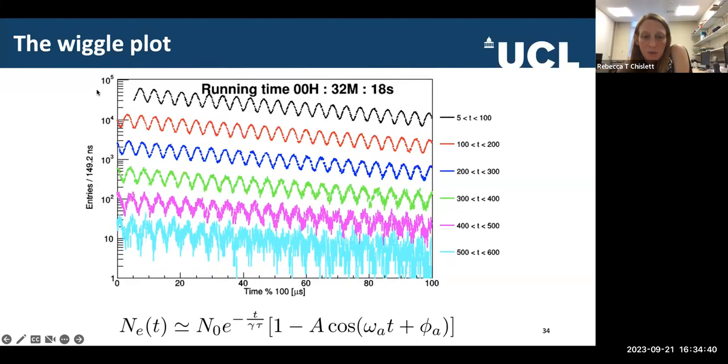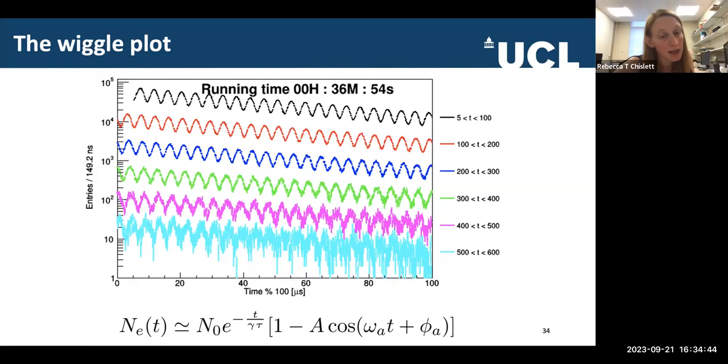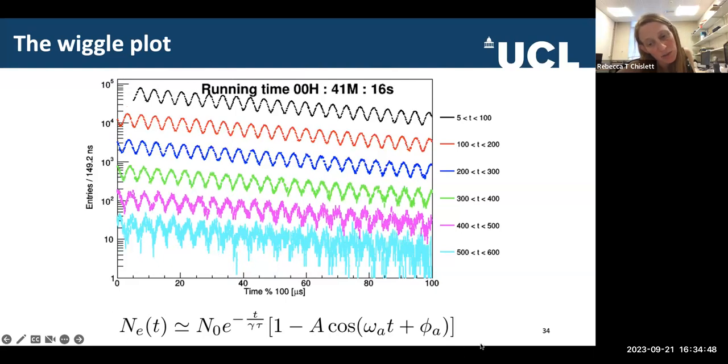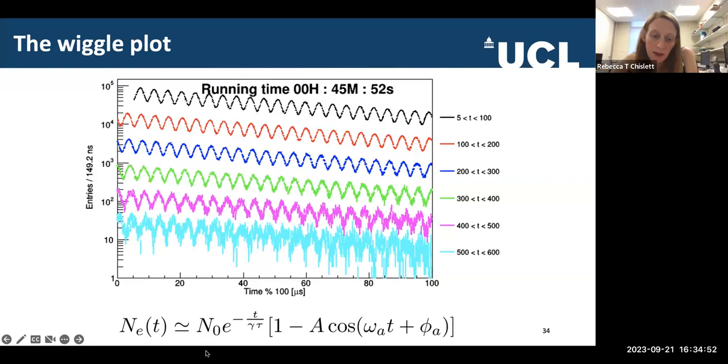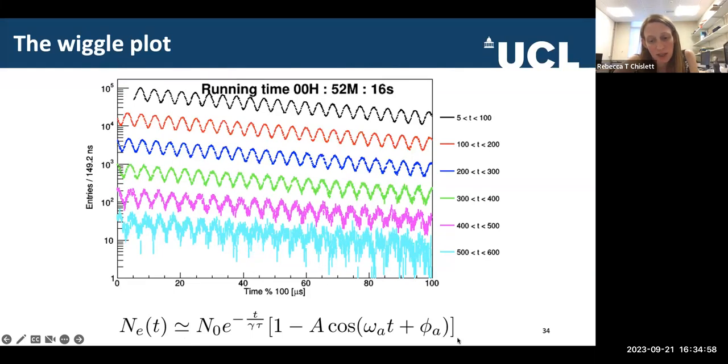So far this plot is only half an hour of data taking, and you can see how clear the oscillation is already. And then you could just fit this distribution with a simple exponential decay that comes from muon decay, and then this oscillation frequency.